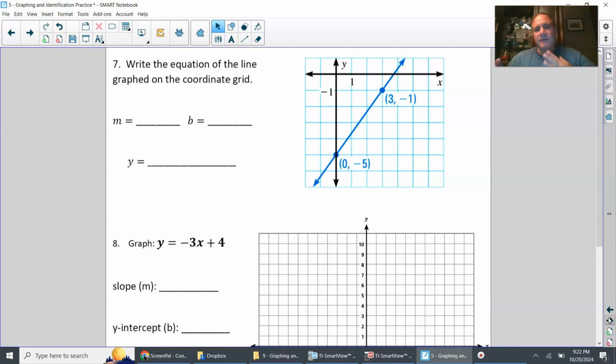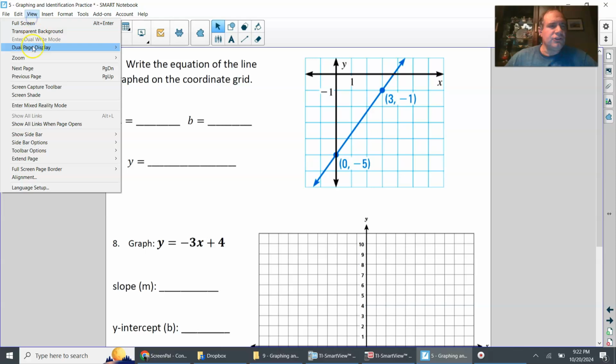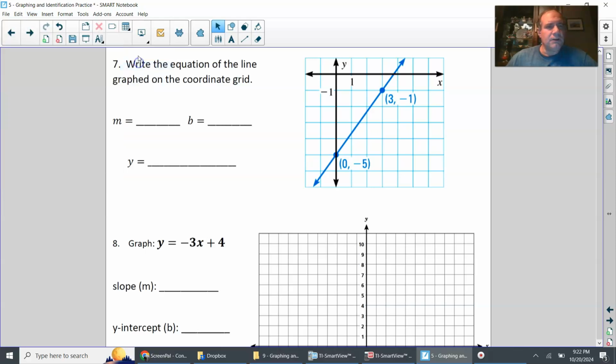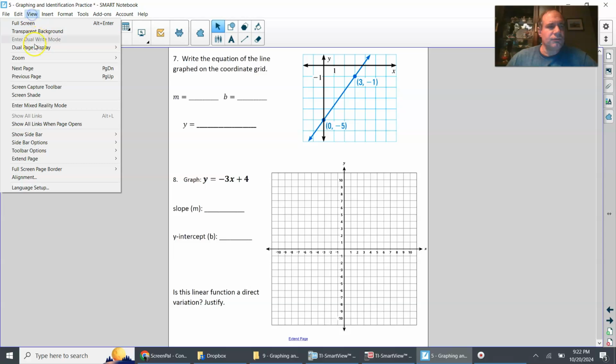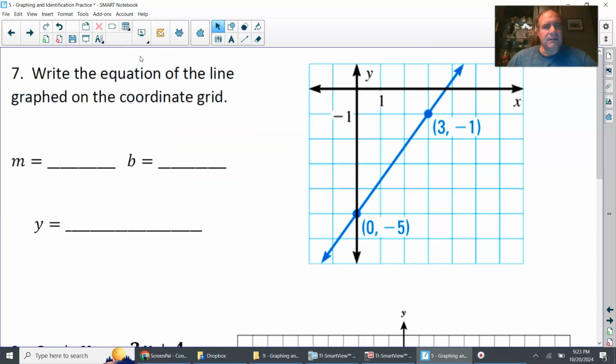All right. Number 7, if you ever see a question like this, just remember you need two things to identify the equation of any line. First off, it's m, which is the slope. You need the slope, and you need that y-intercept, because remember, you have to put the equation of a line together, that y equals mx plus b. That's what you have to have.